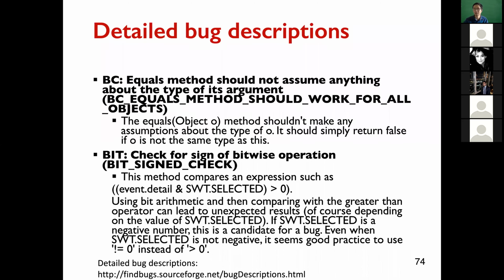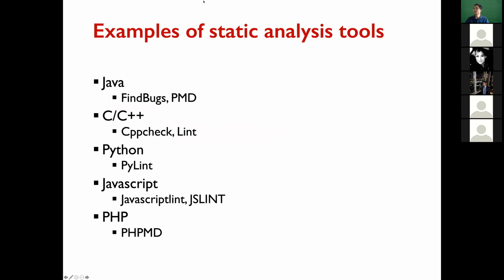We talked about the FindBugs tool, but there are many different static analysis tools. For Java, we have FindBugs and PMD. For C and C++, we have Cppcheck and lint. We have static analysis tools for other programming languages as well. If you want to check the tutorial of a static analysis tool, you can just go to the web page of the tool and check the menu.